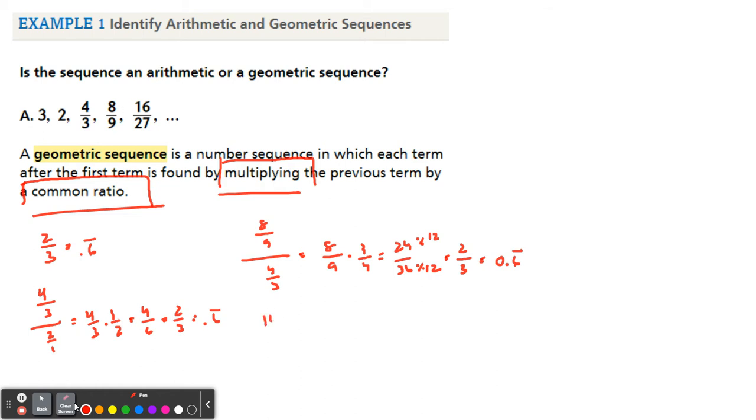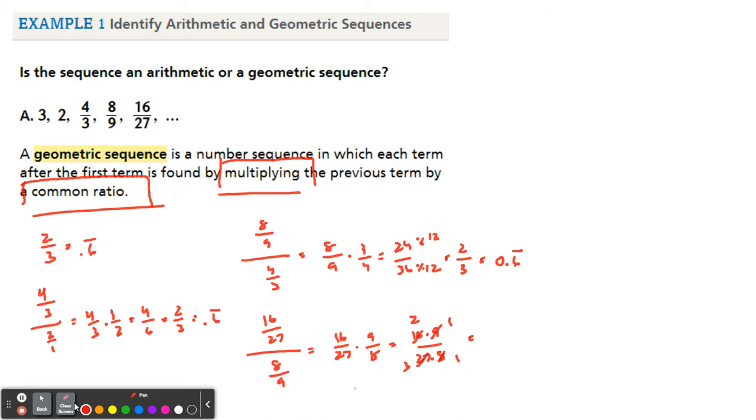And last but not least, 16 over 27 divided by 8/9. Again, take 16 over 27 and multiply by the reciprocal, which is 9 over 8. This gets kind of big numbers, so think of this as 16 times 9 on the top, 27 times 8 on the bottom. We're going to cancel out some common factors. The 8 and 16 we can divide: 16 divided by 8 is 2, and 8 divided by 8 is 1. The 9 and 27 we can do the same thing: divide by 9. 9 divided by 9 is 1, and 27 divided by 9 is 3. So instead of multiplying it all out and then simplifying in the end, simplify before you do the multiplication.